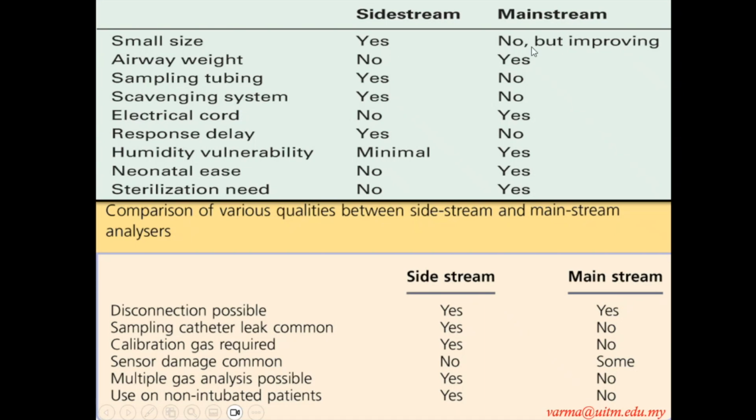Because it's attached to the ETT directly, it puts a burden on the ETT and the circuit, heavy and bulky, so the airway weight gets increased. Sampling tubing: you need a sampling tubing for a sidestream, so it is long, so it might affect the accuracy, and the response time might be delayed because it's not direct measurement. Then response delay, of course, because of this. Humidity vulnerability, yes. Neonatal use, for sidestream, no, it can only be mainstream.